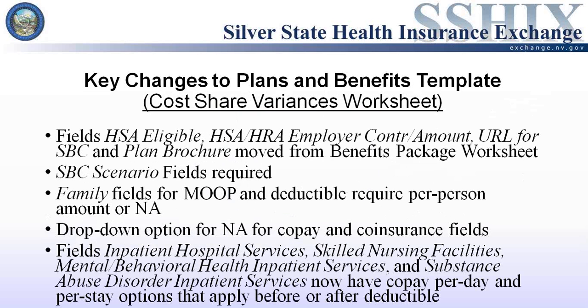There were also some changes to the cost share variances worksheet in the plans and benefits template. 2 fields and some URLs were just moved from the benefits package worksheet to this worksheet. The SBC scenario fields are required, and family fields for MOOP and deductible require per person amount or NA.